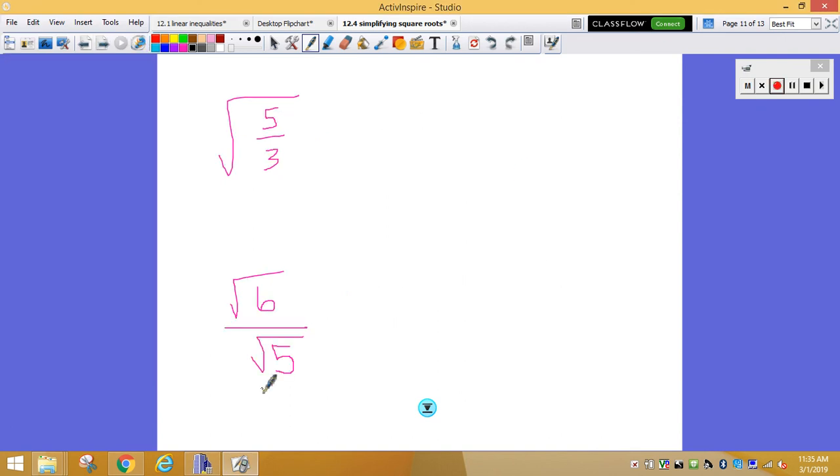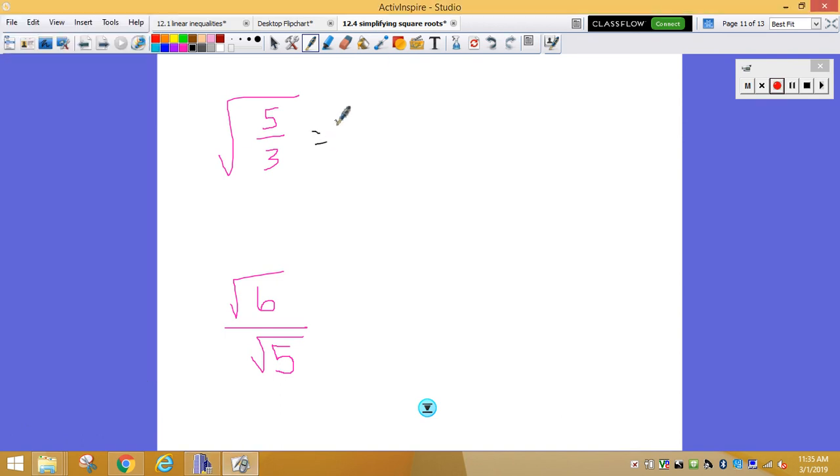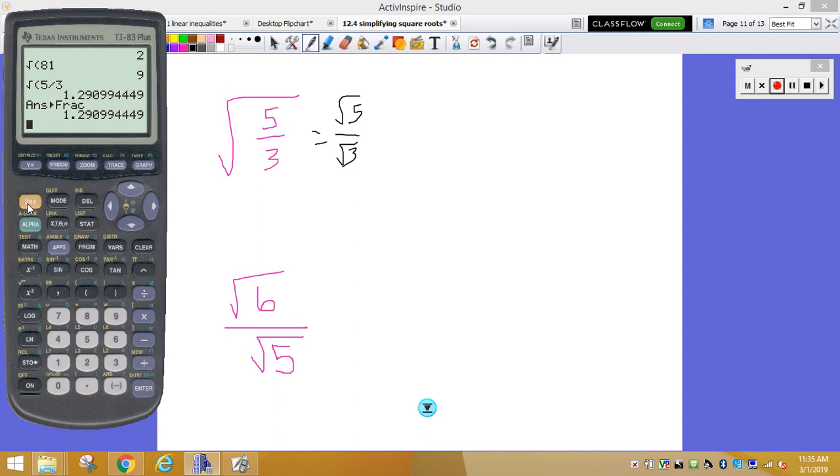Okay, square root of 5/3. Again, I always like to just start by typing it in. Sometimes we get lucky and it gives us our answer. This one does not. So let's split it up. Square root of 5 over square root of 3. Okay, let's see if either of those are perfect squares. Square root of 5 is not. Square root of 3 is not.